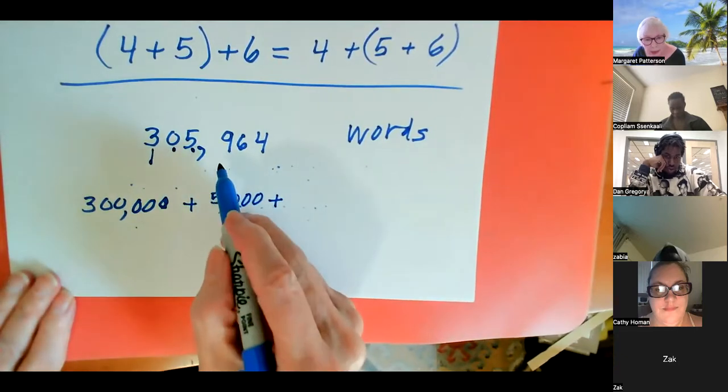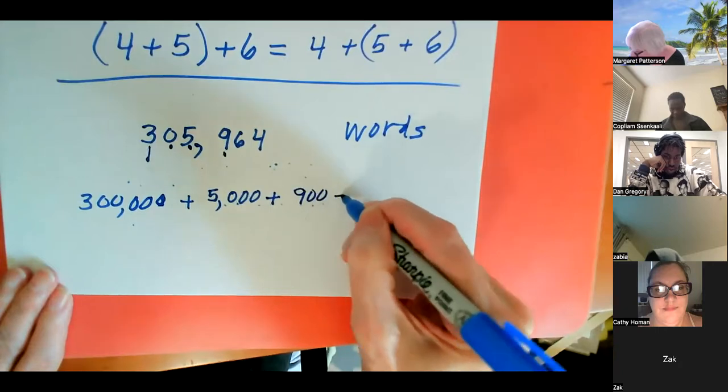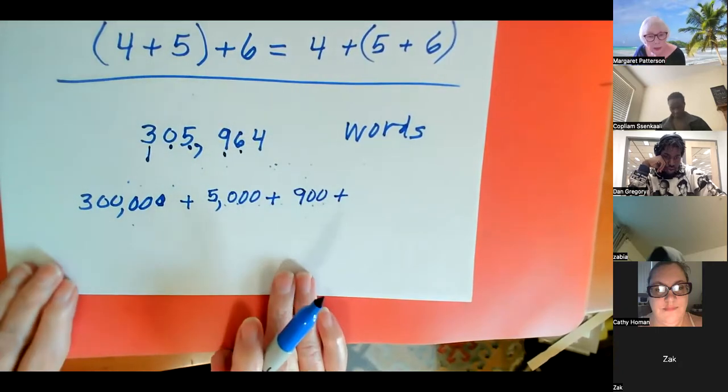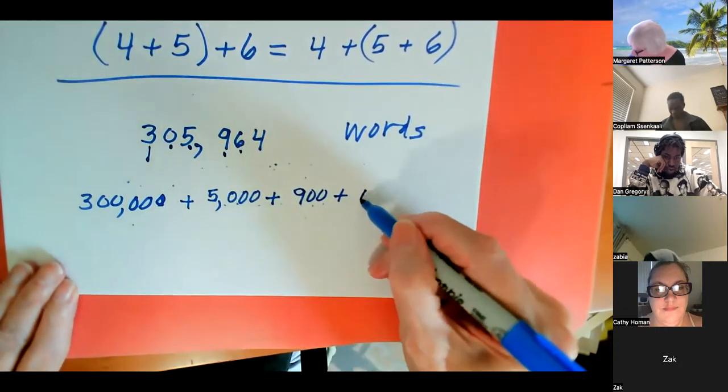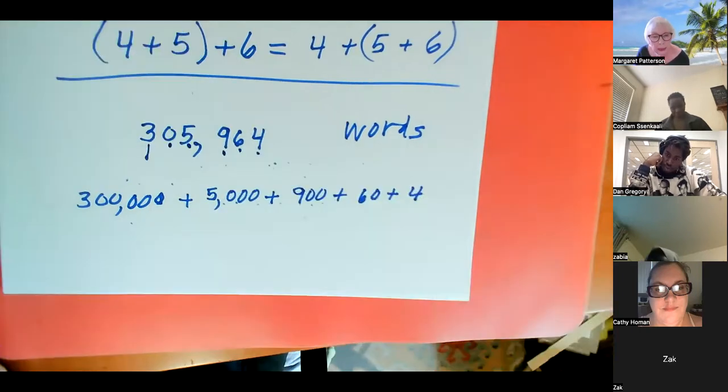Okay, now it gets easier. This is 900. This number here, the 6 is 60. And the last number here is 4. That's expanded. So they wanted it in words. I did it expanded, but in words, it would be 305,964. That would be words. Does that help?